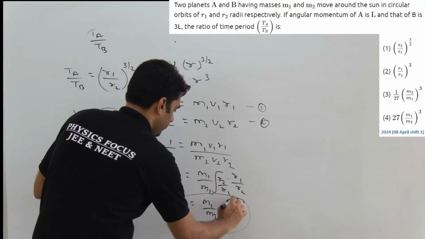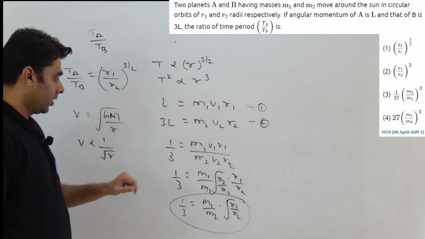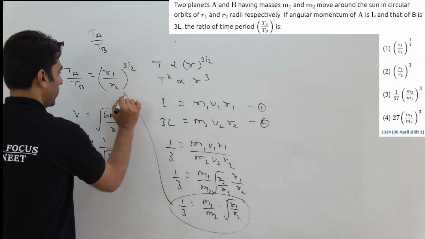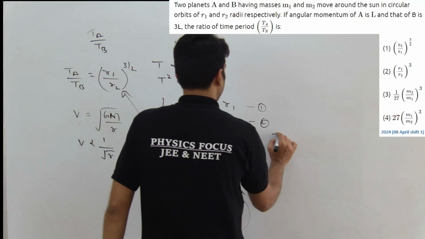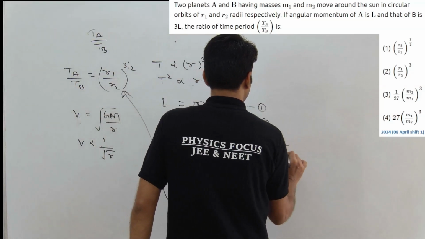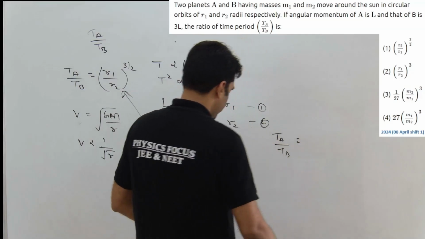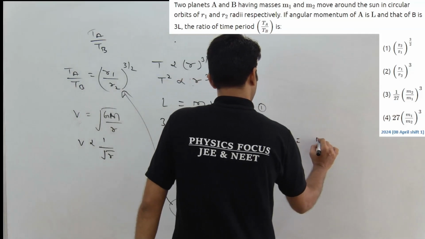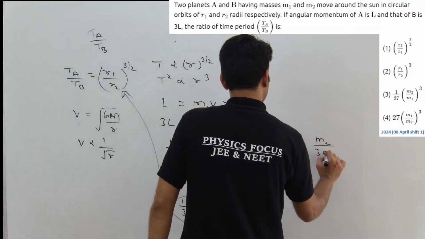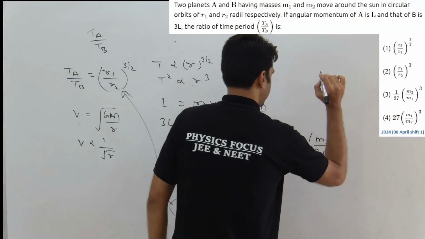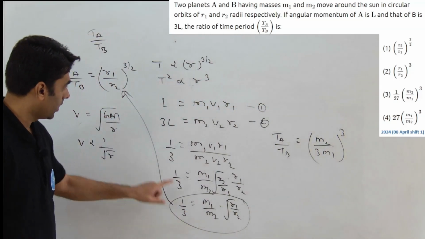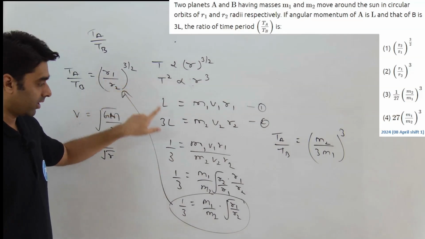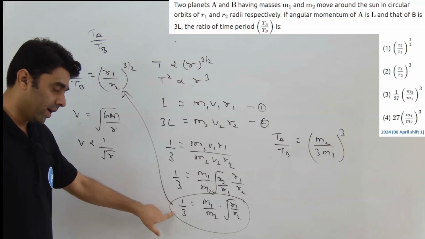by r2. Now see this. This is what we have got: root over r1 by r2 value. Let's bring it over here and substitute. So TA by TB is equal to r1 by r2 root. r1 by r2 root can be written as m2 by 3m1 whole power 3. Please check it. I hope this step is clear. I have substituted over here r1 by r2, root over r1 by r2, as m2 by 3m1.